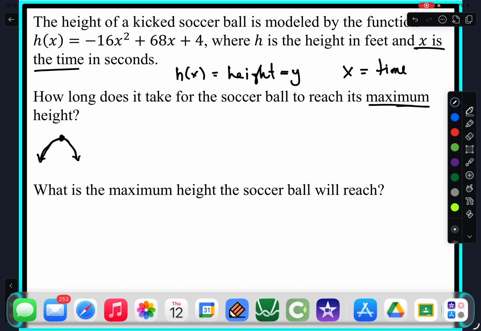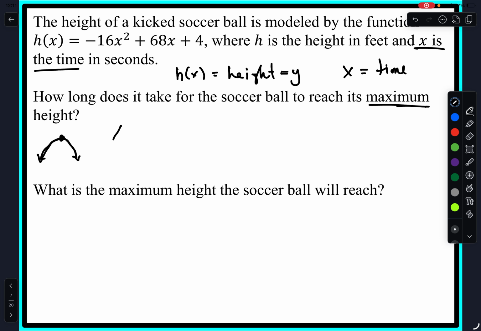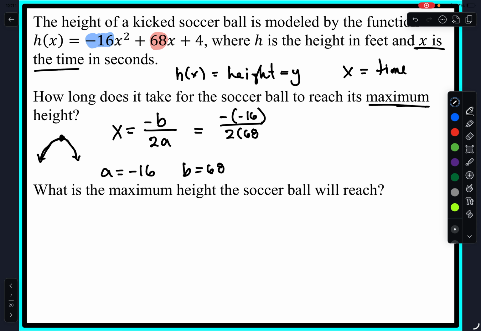To figure out the x value of that vertex, we're going to use the same formula that we used to find the axis of symmetry. x equals negative b divided by 2a, where the value of a is this negative 16, the coefficient to our x squared, and the b value is the coefficient of our x term. So plugging those values in, we're going to get negative of negative 16 divided by 2 times a, which is 68.